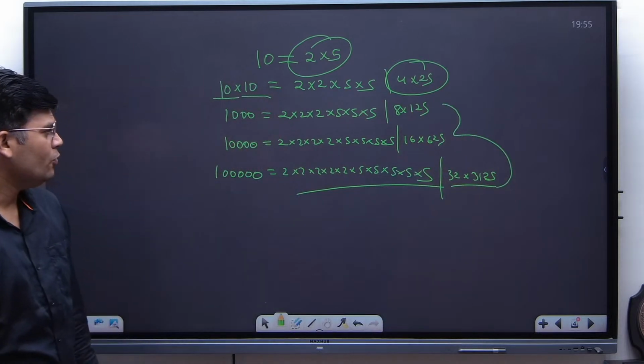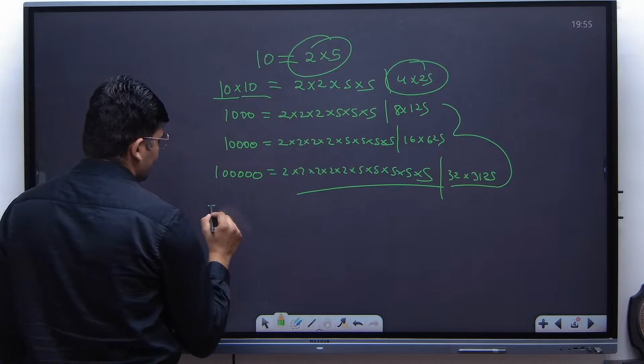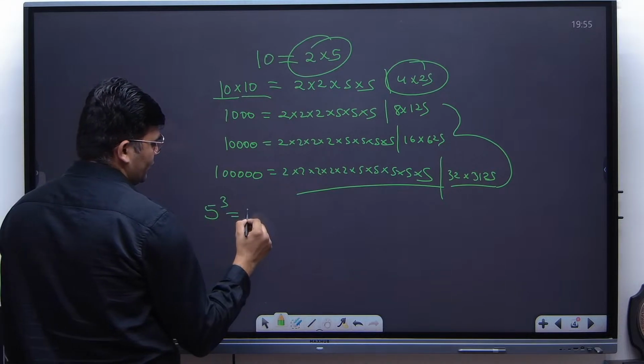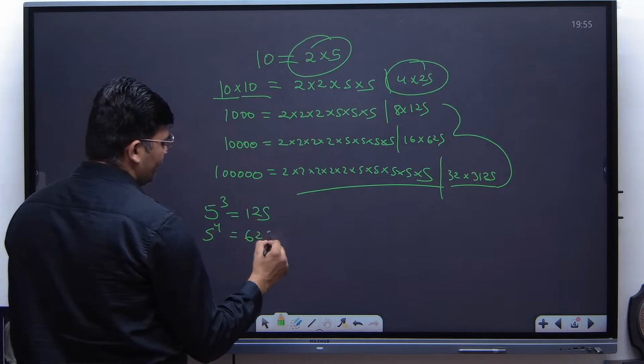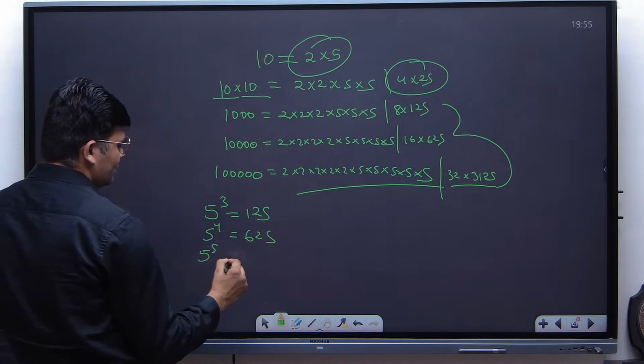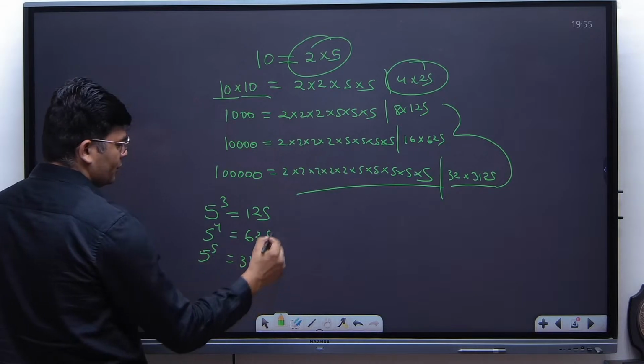And how you can remember it? If you know the exponents, dear, please know that 5 to the power 3 is 125, 5 to the power 4 is 625, and 5 to the power 5 is 3125. This you need to remember.